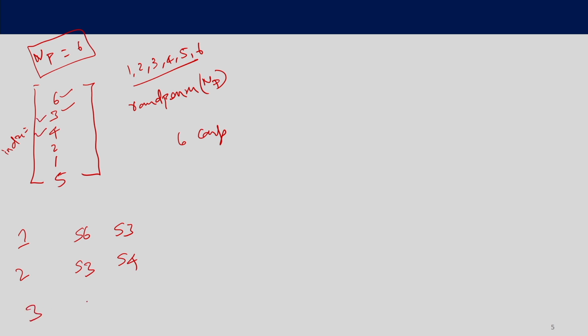The third competition would be between solution 4 and solution 2. This is the third competition. Fourth competition is going to be between solution 2 and solution 1, right. Fifth competition is going to be between solution 1 and solution 5, right. Now, to conduct the sixth competition, right, we have solution 5.